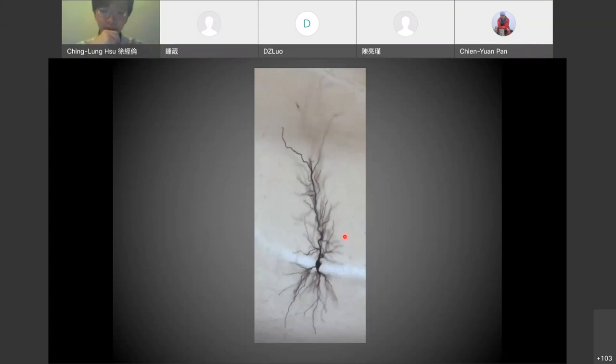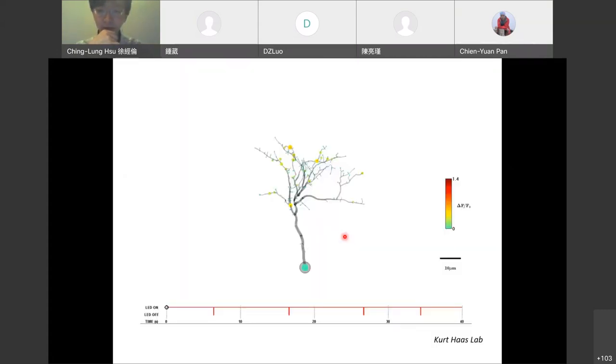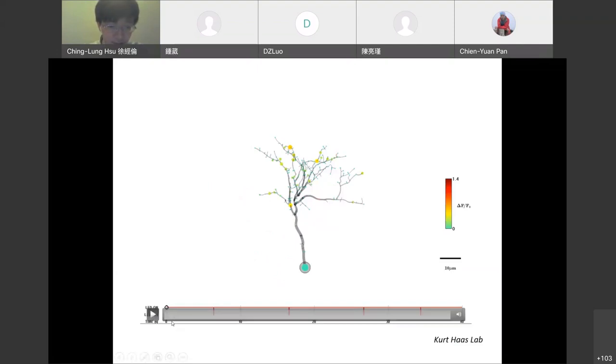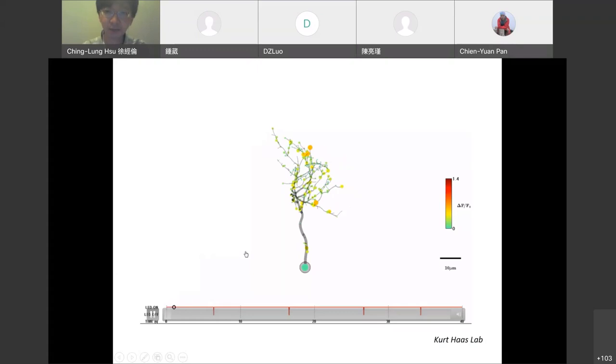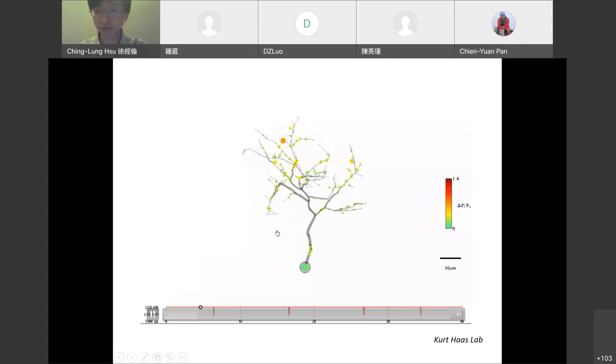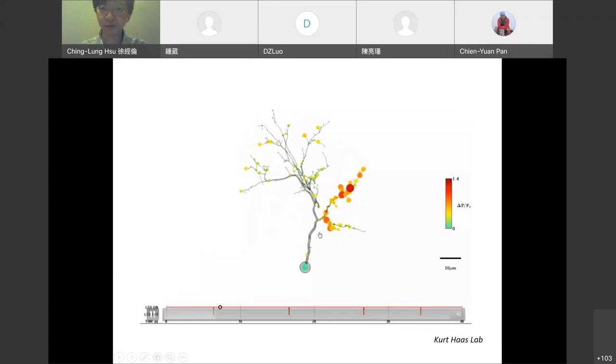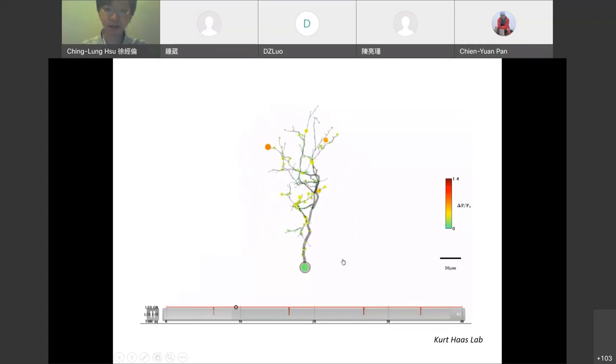So here I want to show you an example, a recording made by my collaborator who used to be in Kurt Haas' lab. This is an imaging experiment made from an immobilized developing zebrafish, performed by a microscopy called random access two-photon microscopy. So we use the imaging method to look at every synapse of the entire neuron, which has about 400 synapses. As you can see, the imaging method can capture the activity of all the synapses at the same time, with the size of the circle representing the activation strength by calcium imaging.